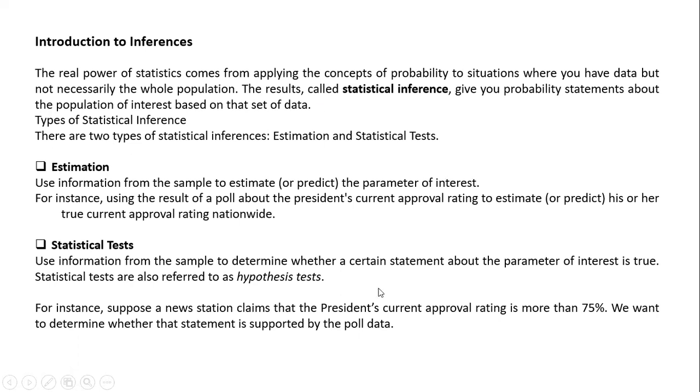Types of statistical inferences. There are two types: one is estimation and the other is statistical tests. In estimation, what we normally do is use information from the sample to estimate, or let's say predict, the parameter of interest. For instance, using the results of a poll about the president's current approval rating to estimate or predict his or her true current approval rating nationwide.